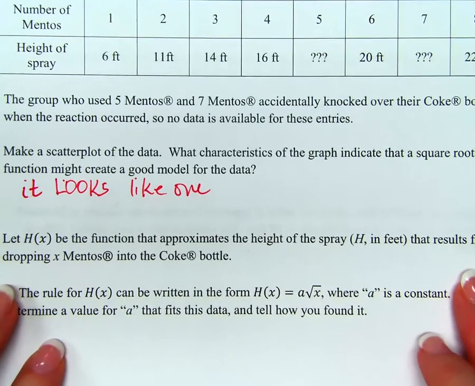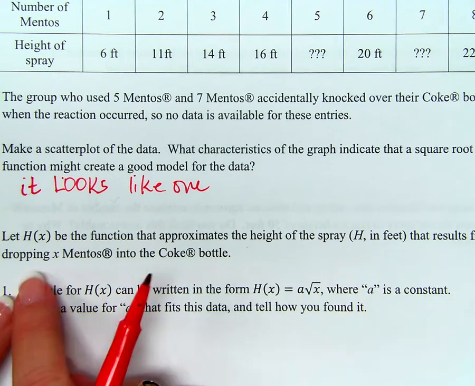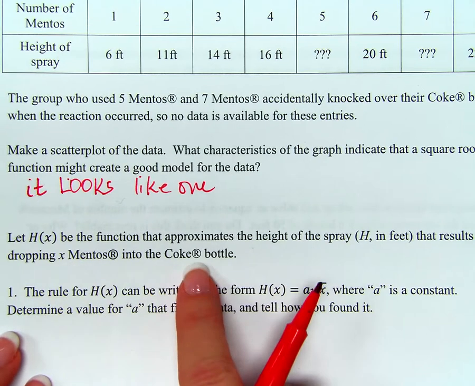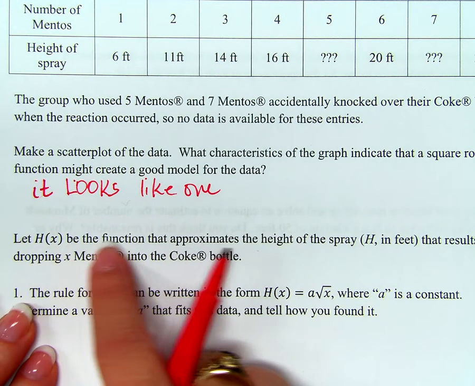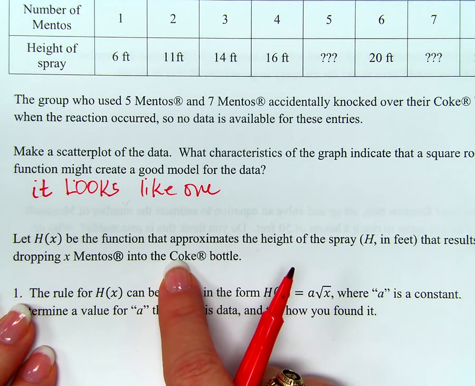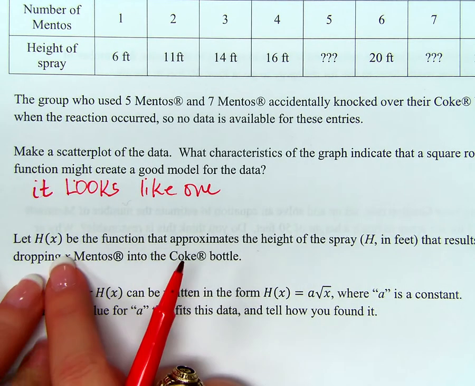Let h of x be the function that approximates the height of the spray in feet that result from dropping x Mentos into the Coke bottle. Now, a lot of you just heard blah, blah, blah, blah, Coke. Or maybe you heard Mentos and Coke. Okay? Let's make sure we understand what it's saying.